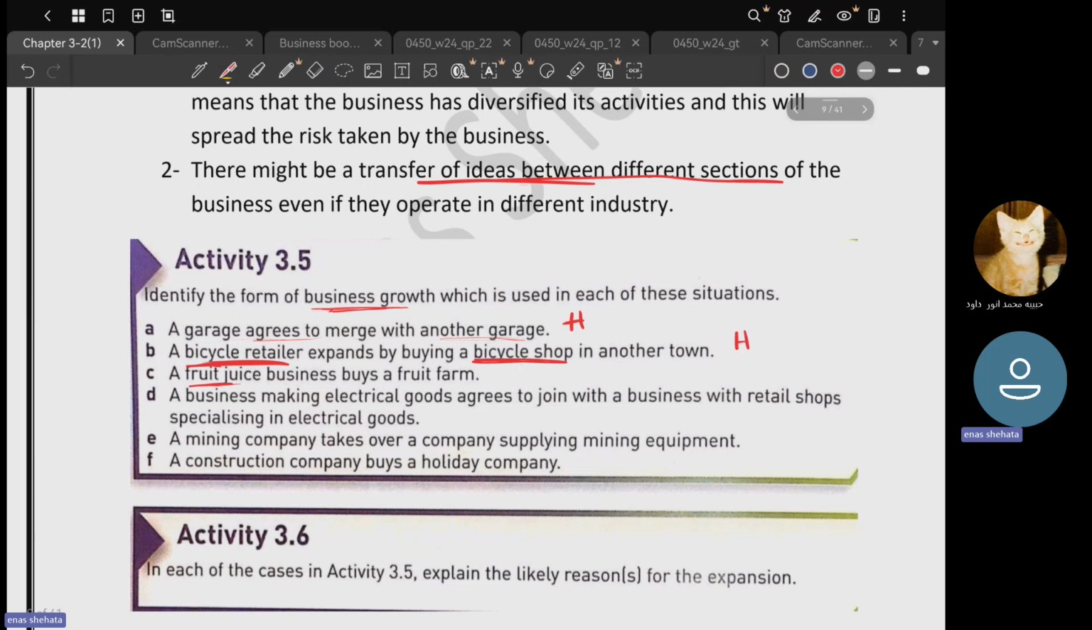Fruit juice, buy the fruit farm. Fruit juice, it's secondary. Fruit farm, it's primary. So we are going vertical and backward.